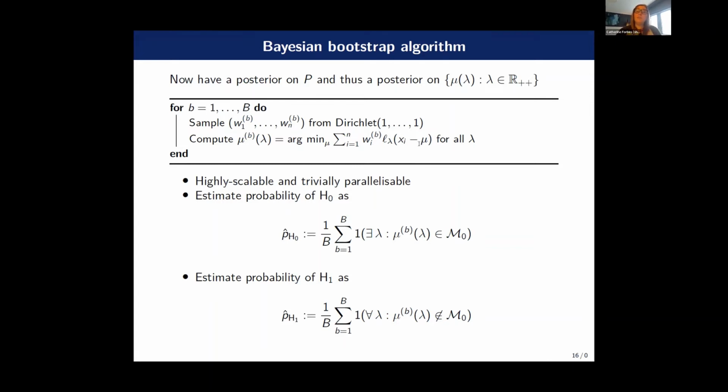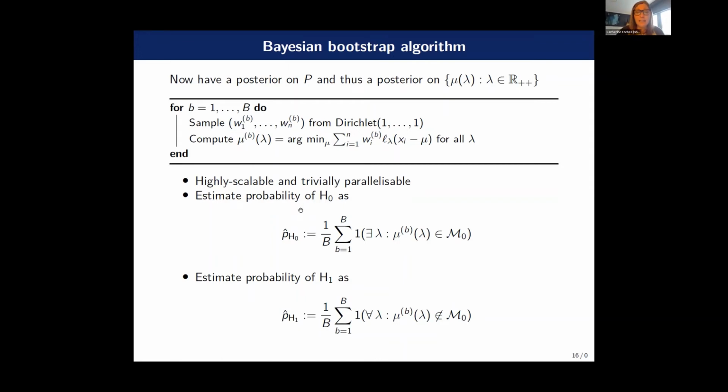So what we need to be able to do is compute these mu b for the continuum lambda, and that gives us a different path for every bootstrap replication. So as I said, highly scalable, trivially parallelizable.